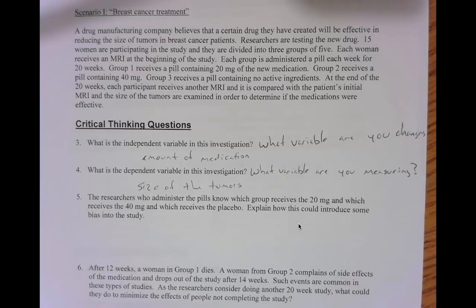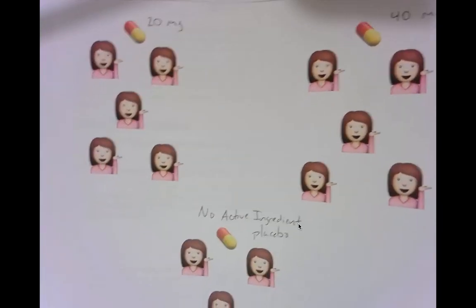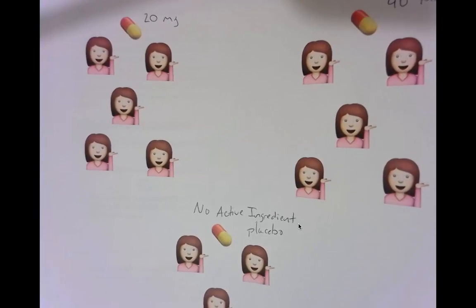So this next scenario, we're going to talk through it. I'll help you answer some of the questions, and then the last few scenarios you're going to work on yourself. So again, guys, I made a picture to help some people out. This is a breast cancer treatment. In this study, there are 15 women. We have our emojis here to help us describe this time.